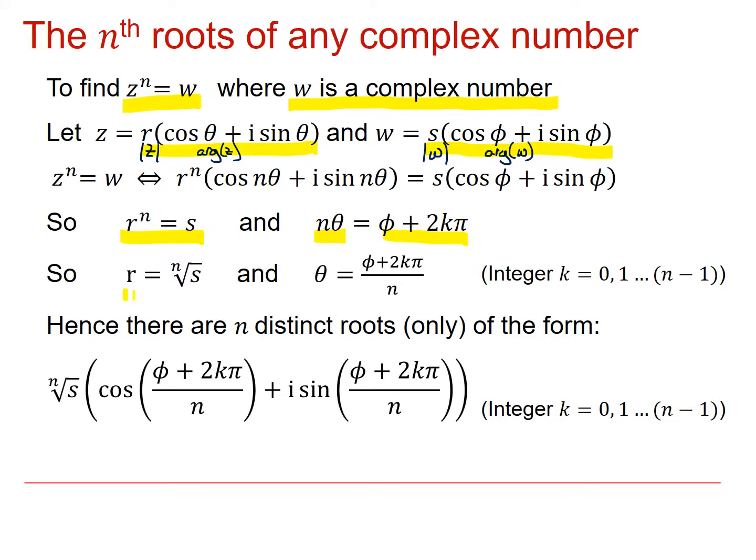So this is going to give me that r is the nth root of s, and theta is equal to phi plus 2k pi all over n, and k can be any integer in the range 0 to n minus 1. That means I will get n distinct roots, and only n distinct roots, with a modulus of the nth root of the modulus of the original number, and an argument which is the argument of the original complex number, obviously modified by a multiple of 2 pi, divided by n.